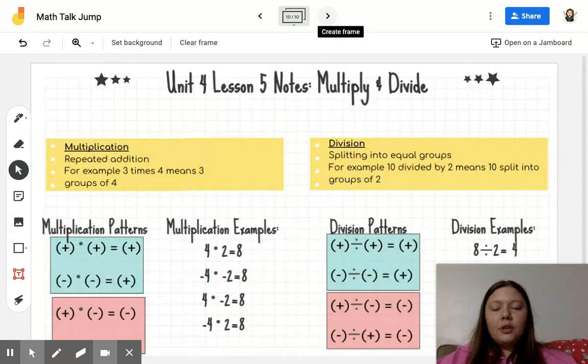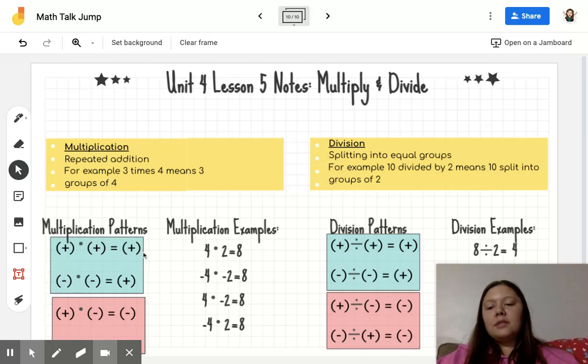So here are the notes to sum it up, right? Multiplication is repeated addition. For example, 3 times 4 means 3 groups of 4. Division is splitting into equal groups. For example, 10 divided by 2 means 10 split into groups of 2. And then here are the patterns, right?